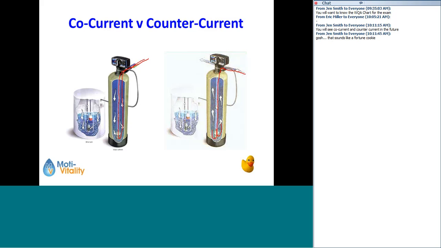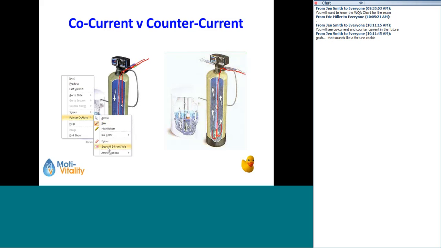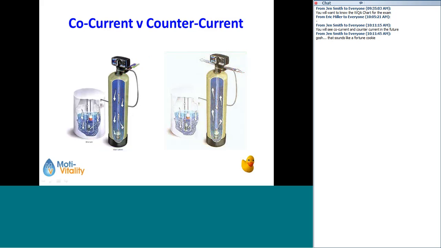Okay, let me just erase these. This really is a great feature. And by the way, the cheaper softeners, the less expensive softeners, definitely are co-current, because the valving for countercurrent is going to be more complicated. Okay, but the resin in this thing only fills up to about here.